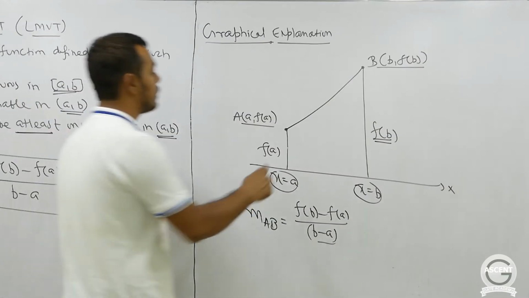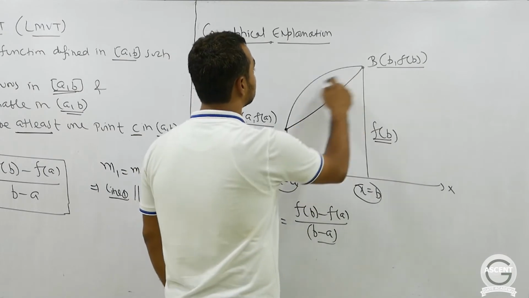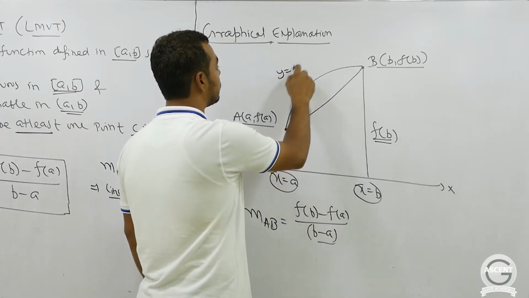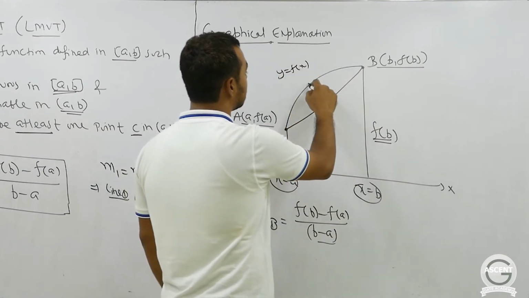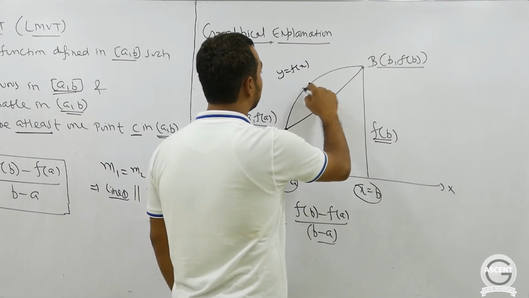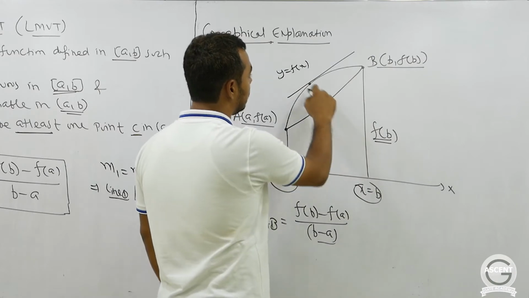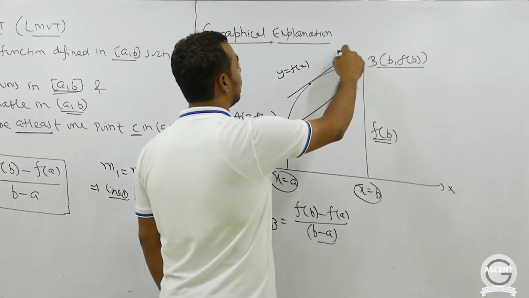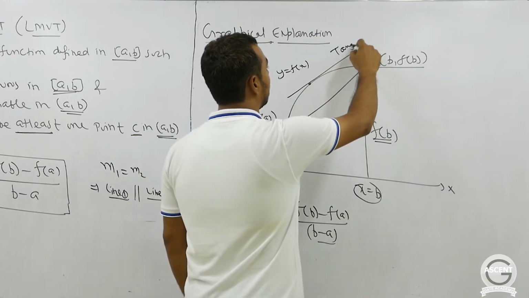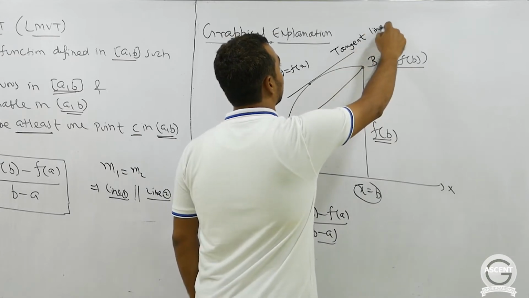Okay, so suppose I draw a graph like this, say this is the graph of the function y equals f of x. As you can see, if I draw a tangent line at this particular point, then this tangent line is parallel to this line AB, right?